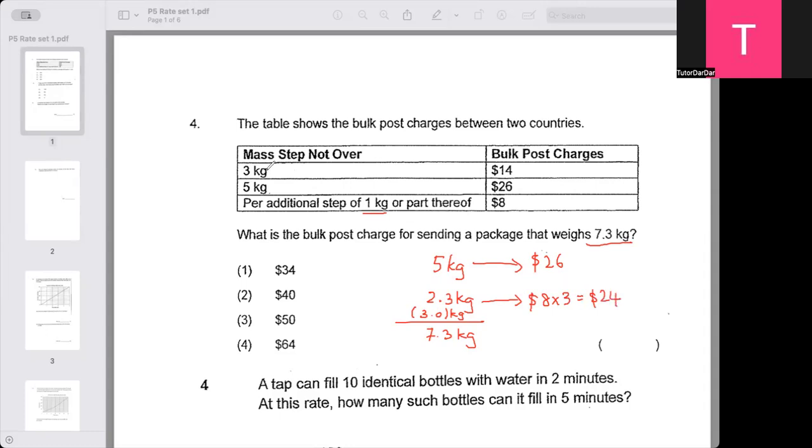Can you use this? You can't use this. As long as it is more than 5 kg, you are supposed to use this, not this. So what happened? $26 plus $24, you will get $50. That's why the answer is 3.